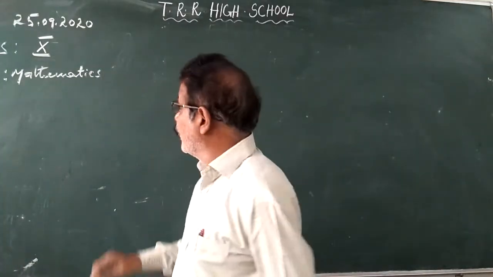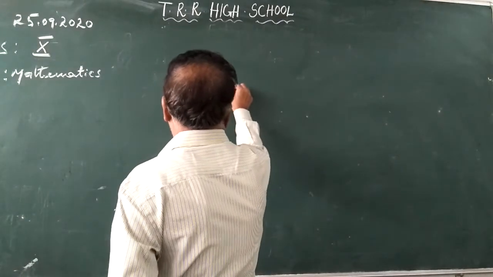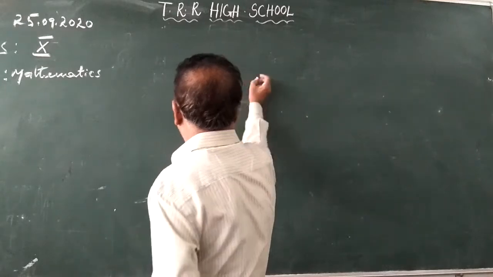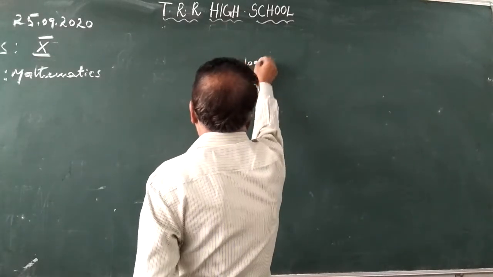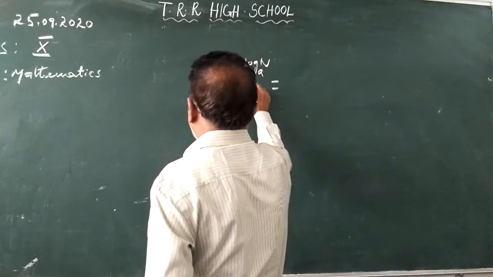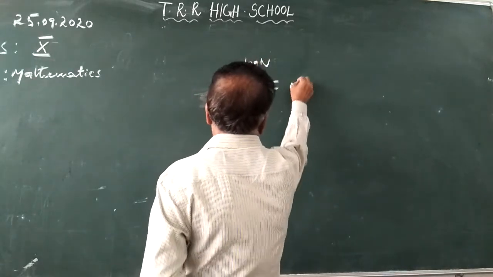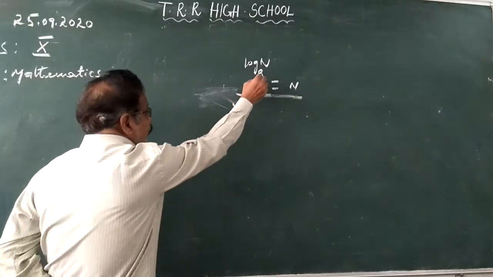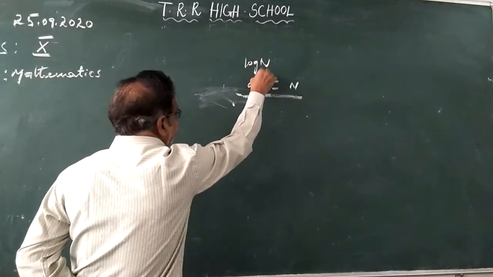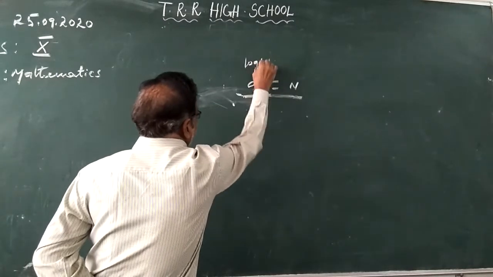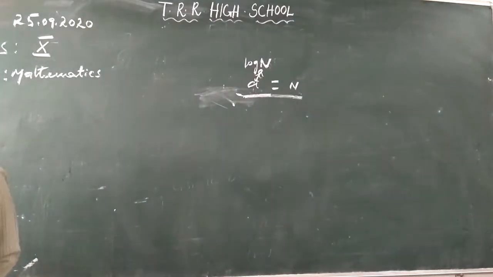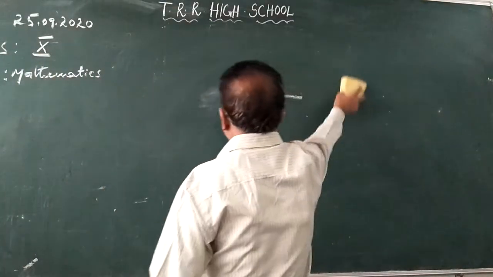And one more law is a to the power of log n base a equal to n. This is when these two bases are same. A to the power of log n base a. This is a, this is a. So what is the result? N. A to the power of log n base a equal to n. So about these all we learned in the last class.